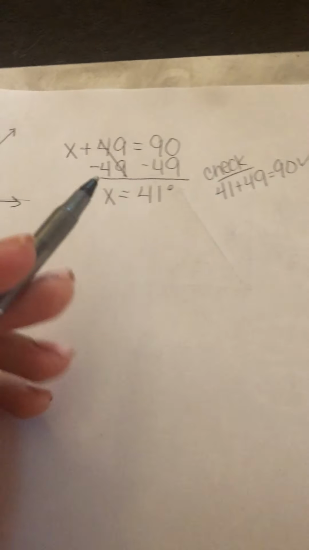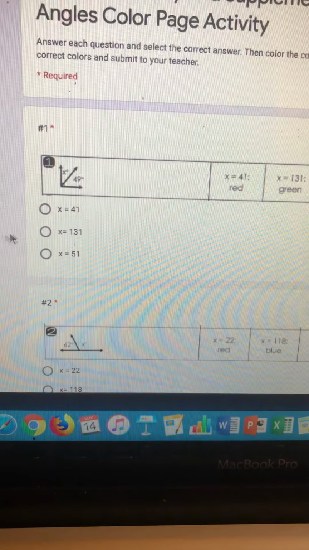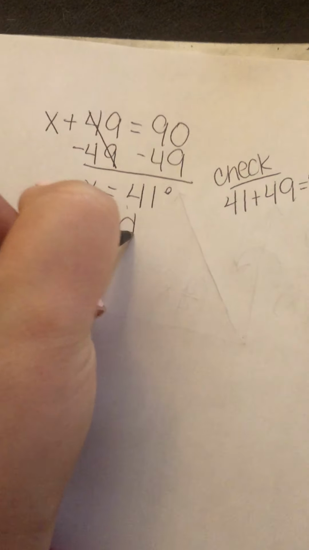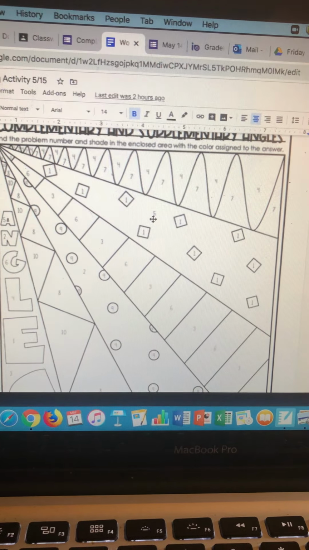Okay, so then what you would do is, since x equals 41 is your answer, on your form you would click here, right? That's your answer. And then you want to make sure you remember that the color to go with it is red. So you'll keep doing that, and then if you go to the doc, right, if you scroll down to page 2, you have the coloring page that goes with it.